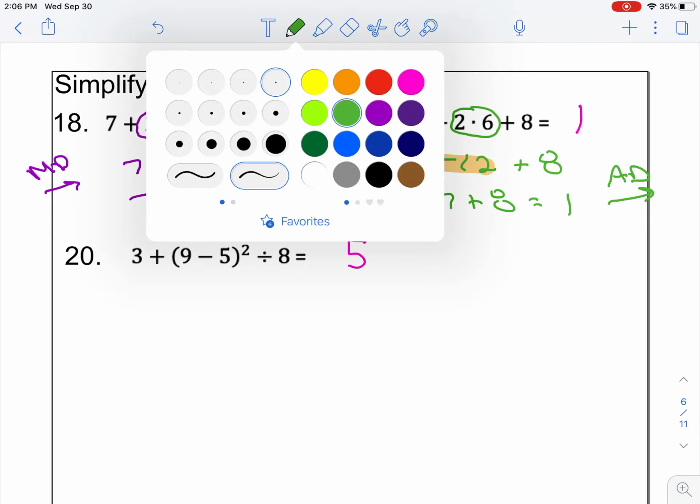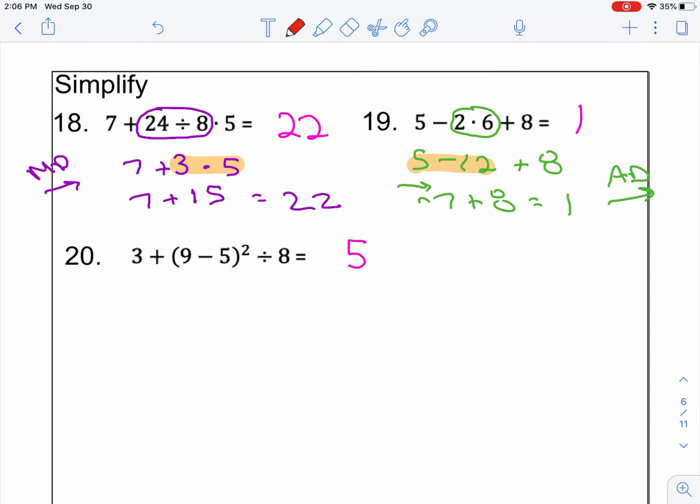In this last question, what you are going to do is look for any parentheses, exponents, etc. Here's a parenthesis, so I have to do that first. 9 minus 5 is 4. So now I still have a parenthesis, but that's just showing that that number is being squared. So now I need to do this next. I have to do the 4 squared next. That gives me 16. Rewrite the other numbers and symbols, and then continue.